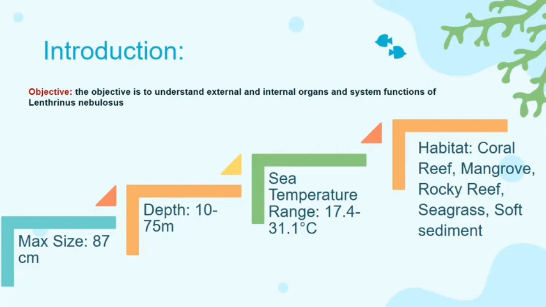Here is some general information about Vertebrate nebulosus: the maximum size is up to 87 cm, the depth is from 10 to 75 meters, and the sea temperature ranges from 70.4 to 31. And the habitat of this type of fish is coral reef, mangrove, rocky reef, seagrass, and soft sediment.